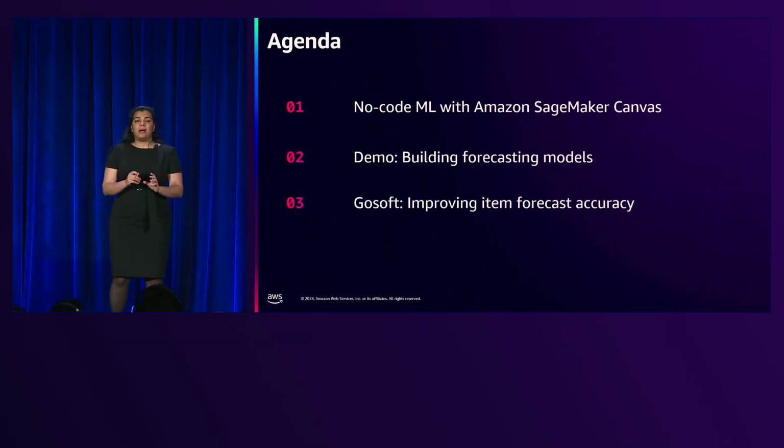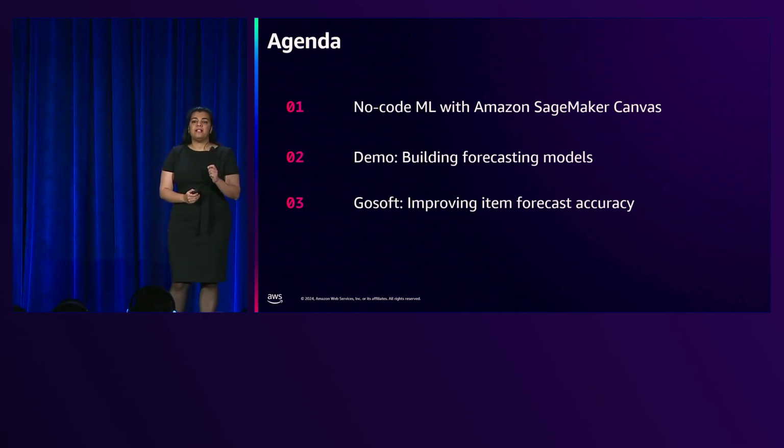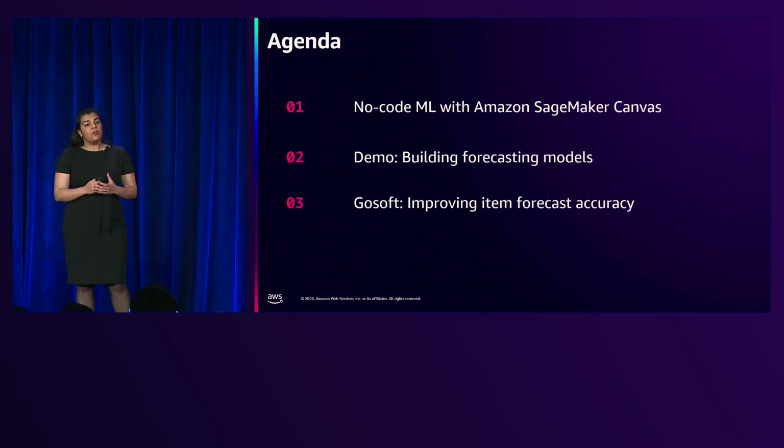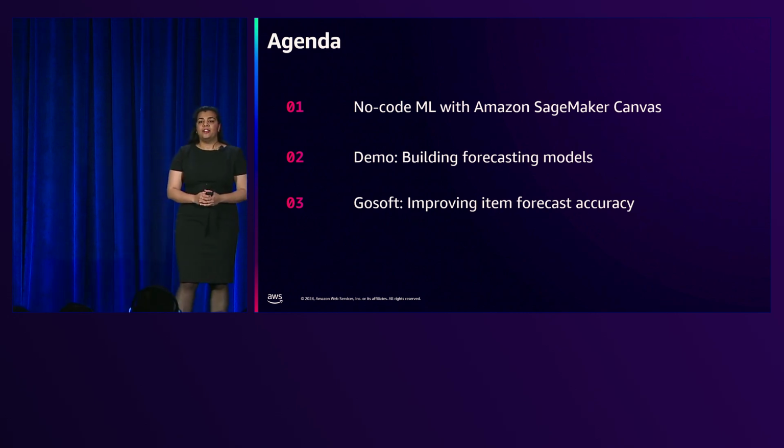So today we'll talk about three things. First, we'll talk about how you can accelerate machine learning without writing a single line of code using Amazon SageMaker Canvas. Then, Charles will give us a demo of how SageMaker Canvas works, focusing on a specific machine learning problem type for forecasting. And finally, we'll hear from Dr. Suravit on how Gosoft improved item forecast accuracy using our services and realized tangible business benefits.